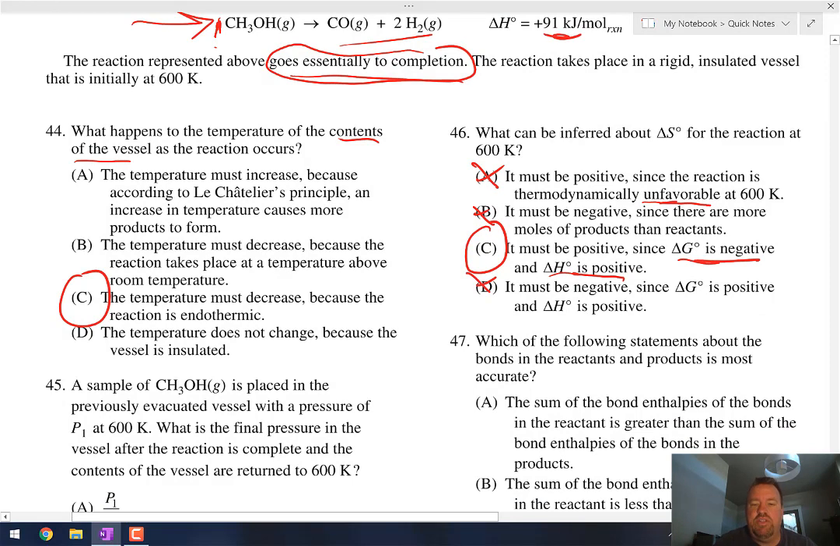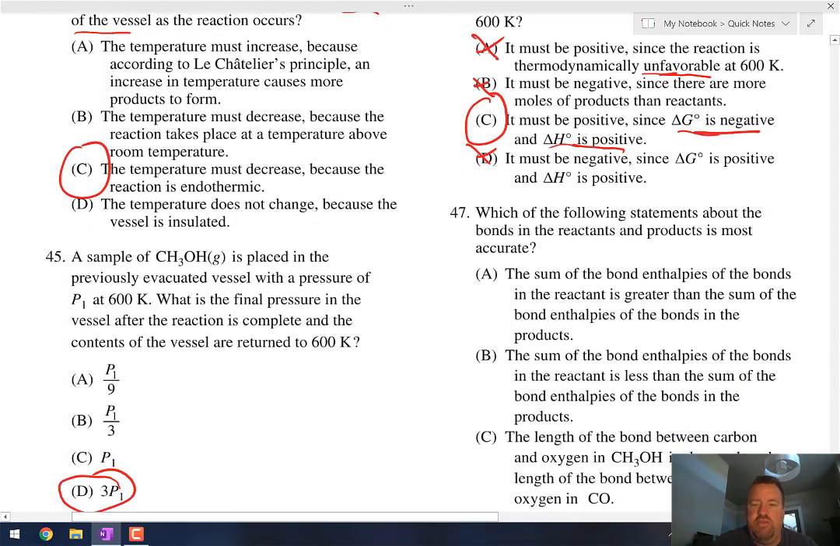Okay, 47. Which of the following statements about the bonds in the reactants and products is most accurate? Again, it's an endothermic process. If it's endothermic, that means it took more energy to break the bonds than the amount of energy that gets released when the new bonds are formed.